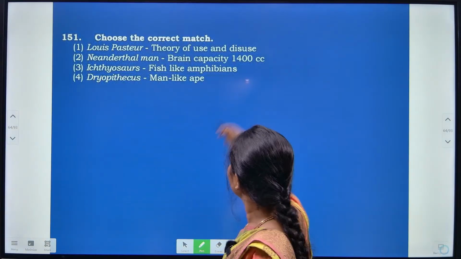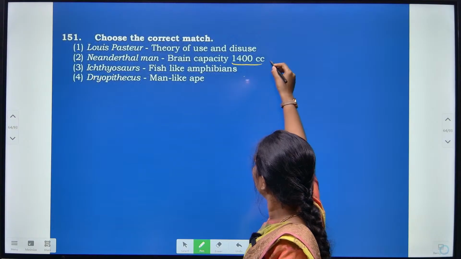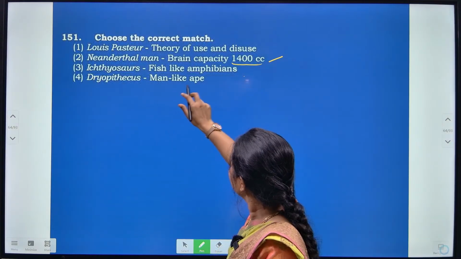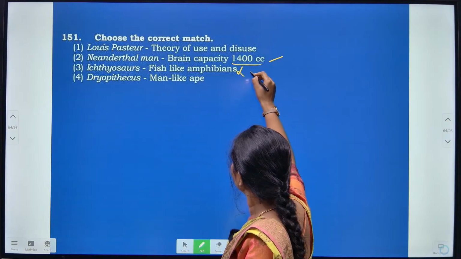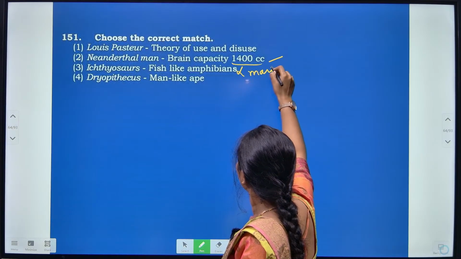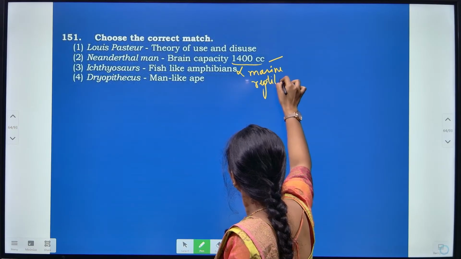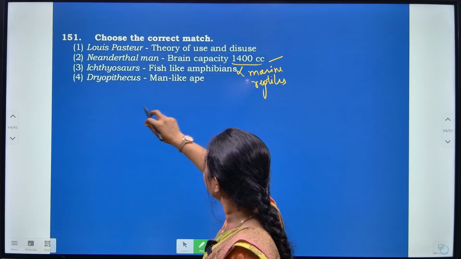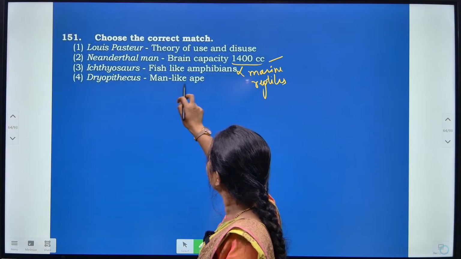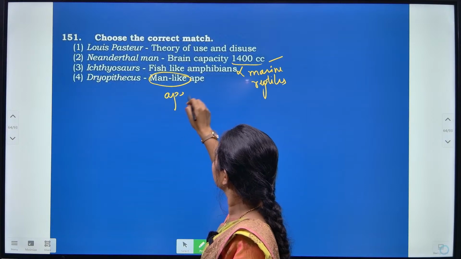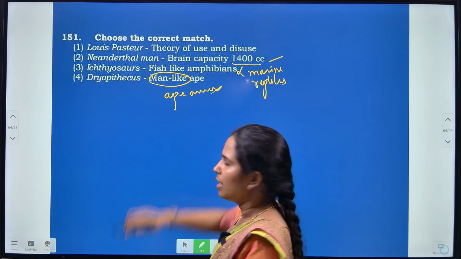Neanderthal man, the brain capacity is, yes, 1400 cc. Ichthyosaurus, they are the fish-like amphibians. They are not amphibians, but they are the marine reptiles here. And Dryopithecus, they are the man-like apes. No, they are not the man-like apes. They are the ape ancestor. They are the ancestor of the apes here, right?